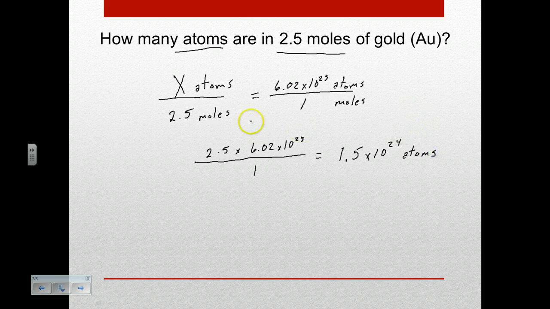So I know that 1 mole equals 6.02 times 10 to the 23rd atoms. How many moles equals 2.5? And here's my answer.